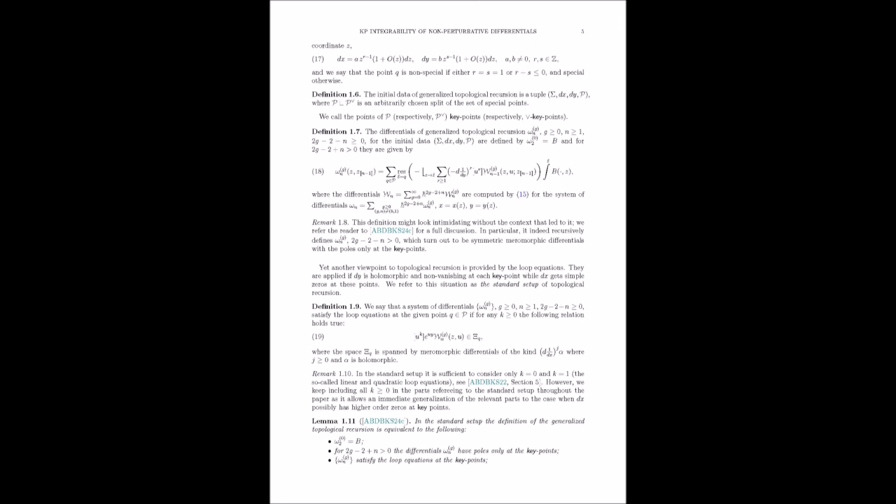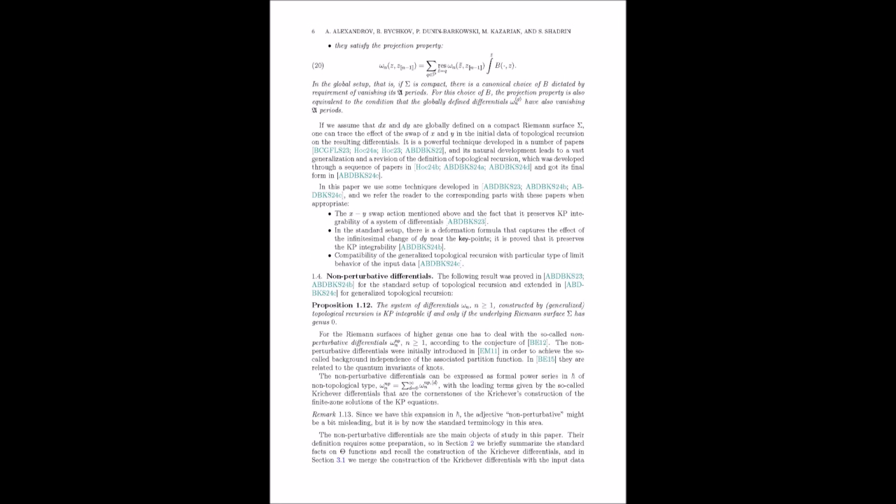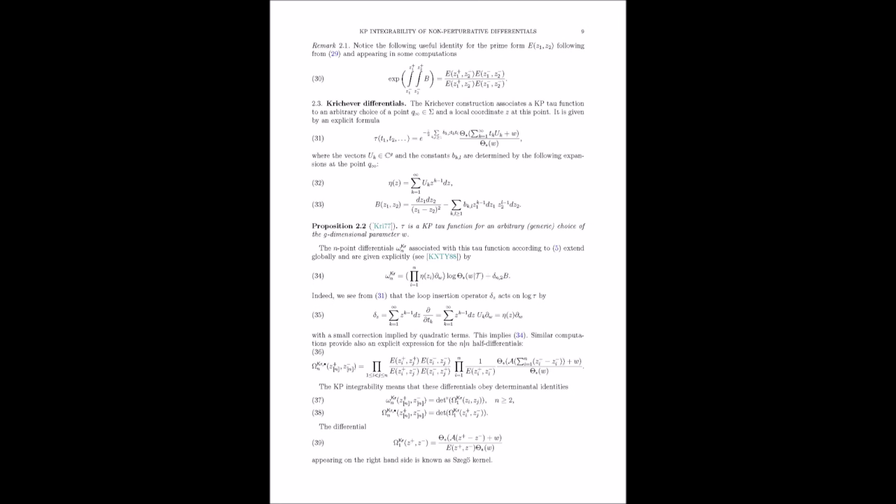Think of loop equations as a set of rules that constrain the behavior of these non-perturbative differentials. They're like boundaries that define the allowed solutions. The projection property, on the other hand, helps ensure that these differentials are uniquely determined, meaning there's only one possible solution that fits the bill. Okay, so they're like the detectives of the mathematical world, narrowing down the suspects until they find the one and only culprit. That's one way to put it. They help us make sure we're on the right track.